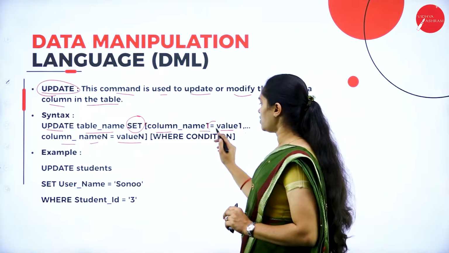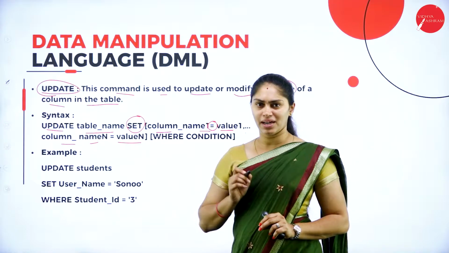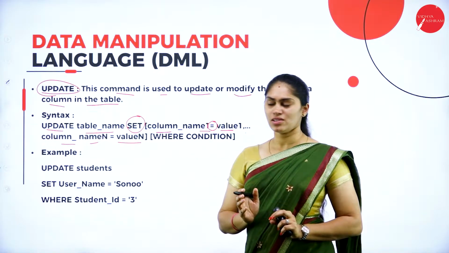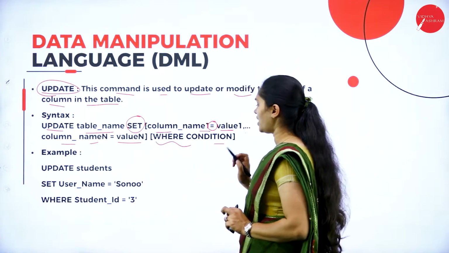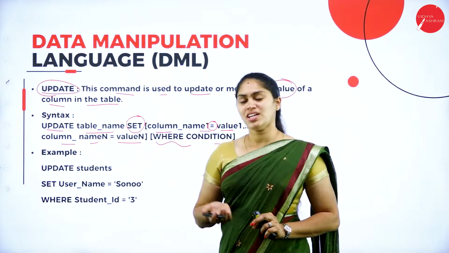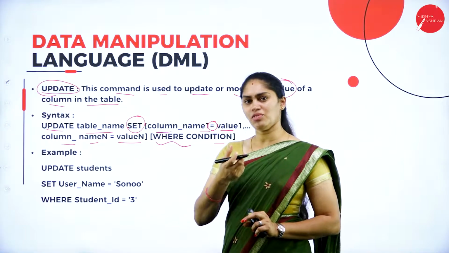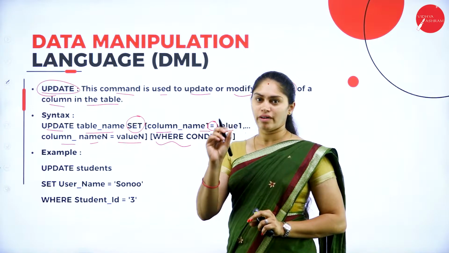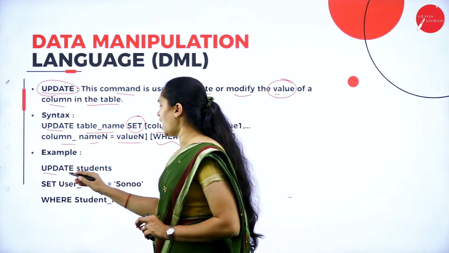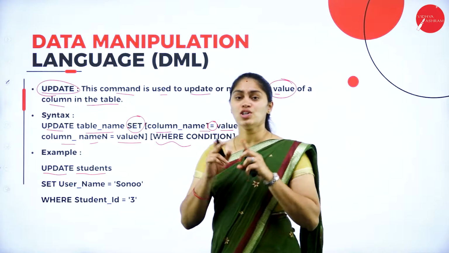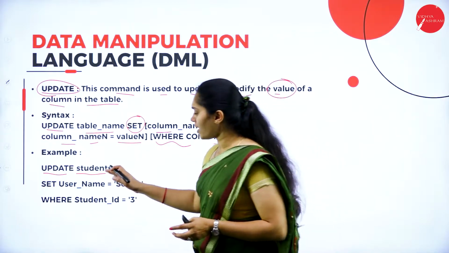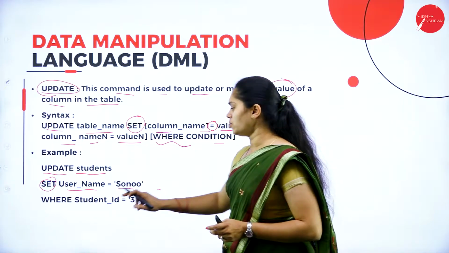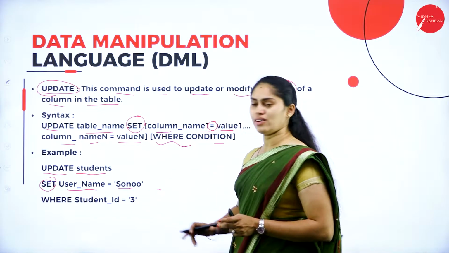Here we are using the assignment operator, the equal operator. We are assigning a value to the existing column. Then there is the WHERE condition. If I want to change the existing content, at that time we use a WHERE condition to make changes to the particular value. Then here you can see UPDATE students. Here students is the name of the table. What I want to update: SET username is equal to Sonu WHERE student ID is equal to 3.